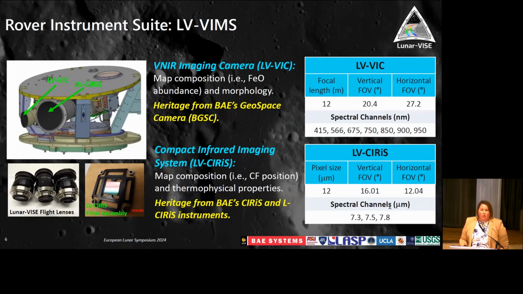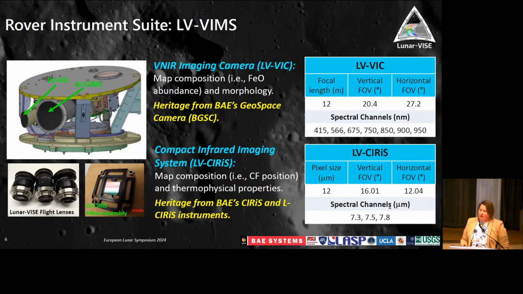The LV-VIC will be mostly looking for mafic-bearing minerals. We'll be using this to identify any iron-bearing materials that we see across the dome and set an upper limit for how much iron we would expect to see on the dome. Along with LV-VIC, we'll also have LV-Cirrus, which is our multispectral radiometer.